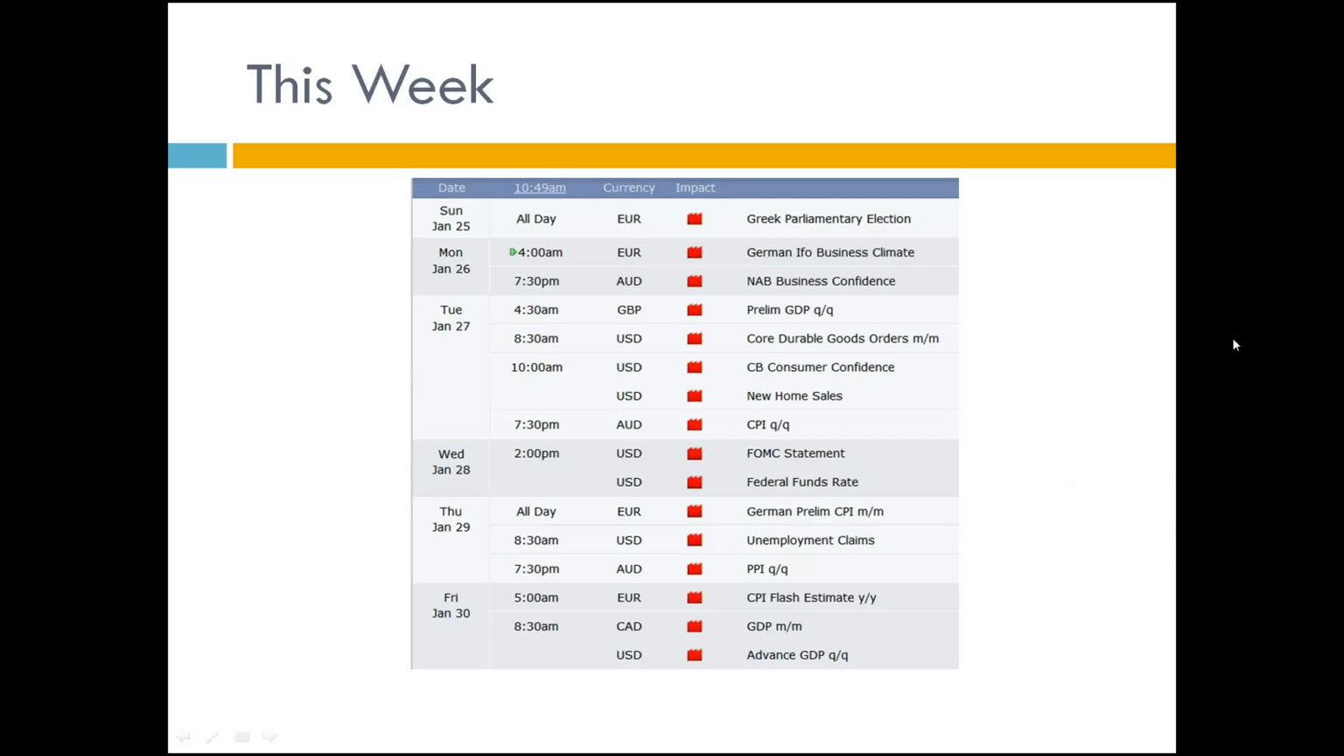Thursday, we have the German preliminary CPI. 8:30, we have unemployment. Now, unemployment has not been moving the markets very much, okay? So we're not going to, it moves gold typically, but the others, it really hasn't moved that much lately. 7:30 Thursday night, we have the PPI, and on Friday, we have a 5 o'clock a.m. Euro CPI, and then at 8:30, we have both a Canadian and a USD market report. The big one this week will be Thursday, and that will be the, Wednesday, and that's the Fed's fund rate.